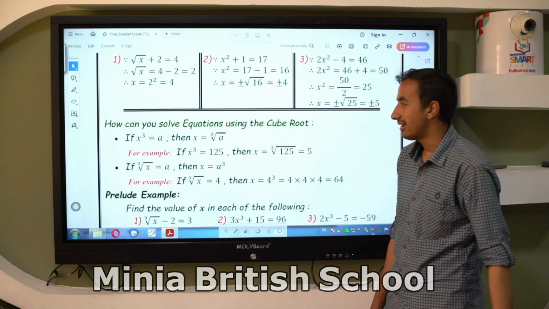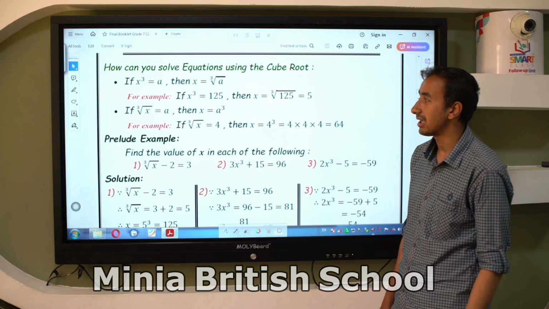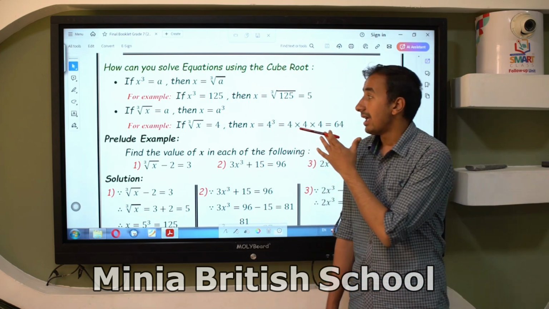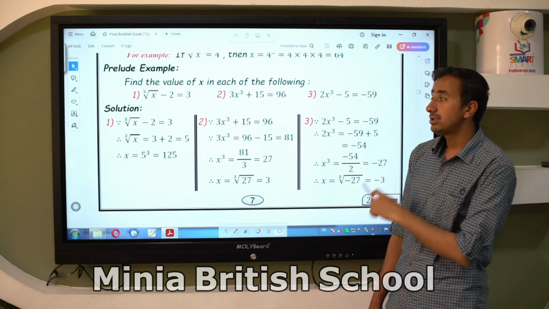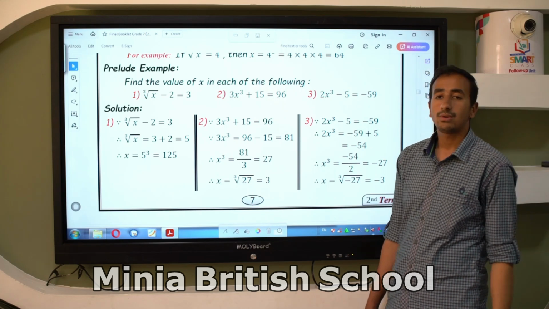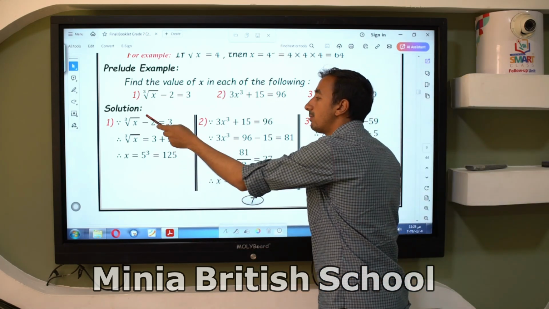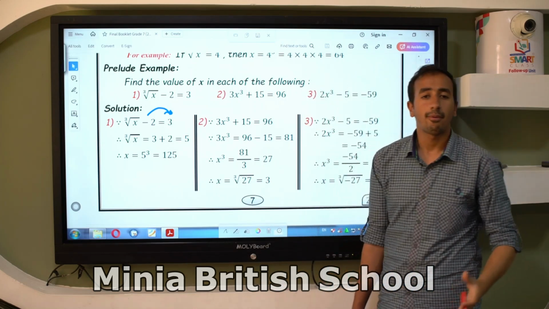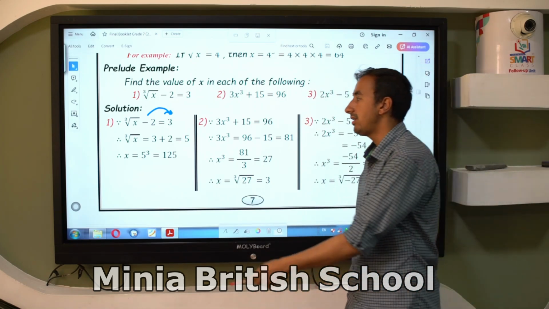Here, how can you solve this equation using the cube root? As an example: cube root x minus 2 equals 3. So cube root x equals 2 plus 3 equals 5. So x equals 5 power 3 equals 125.